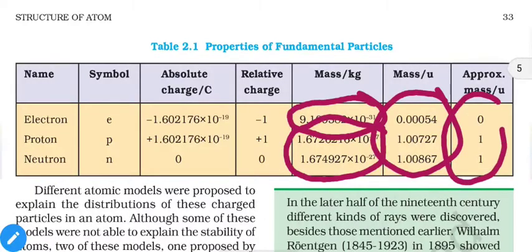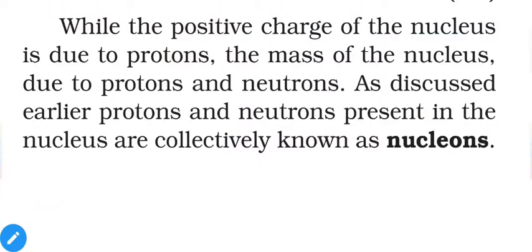That's why the approximate mass considered for an electron is zero. For neutrons and protons, because they are very close to each other, they are considered as 1. And as discussed in atomic models, if the nucleus is the size of a cricket ball, then the radius of the atom will be 5 kilometers. The cricket ball is very small, and we can assume its radius is nearly 10 centimeters. So if the radius of the cricket ball is 5 centimeters, then the radius of the atom will be 5 kilometers.